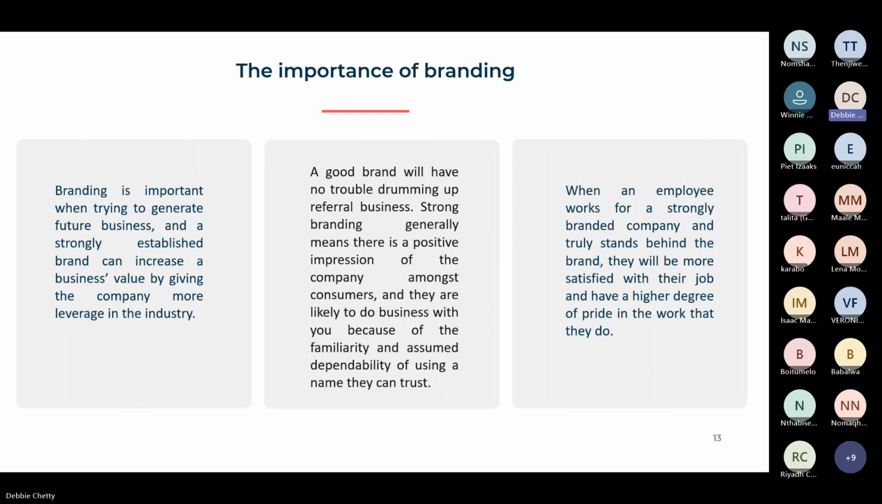When an employee works for a strongly branded company and truly stands behind the brand, they will be more satisfied with their job and have a higher degree of pride in the work that they do. So say, for example, you work for a huge reputed company like Versace or Louis Vuitton. Of course, you're not going to leave the brand because you know it's so well established in the industry. Why? Because it has such a high reputation, such a high standard, and it's well known.